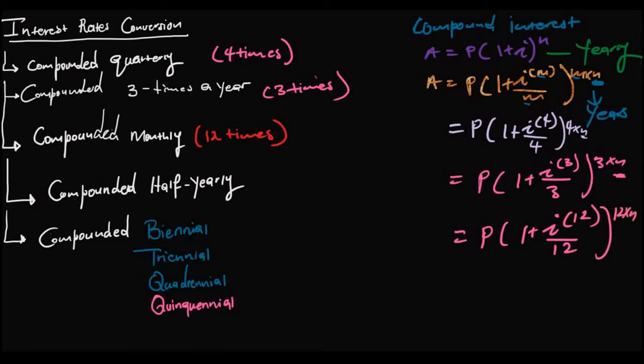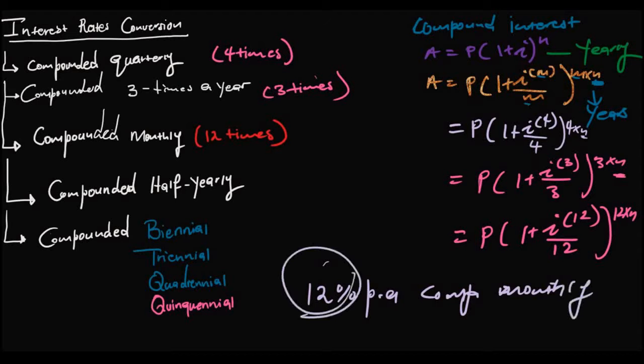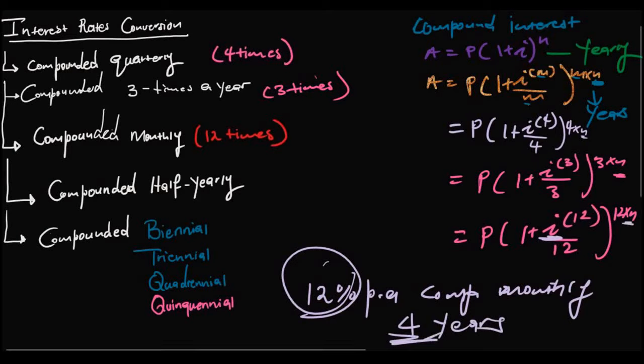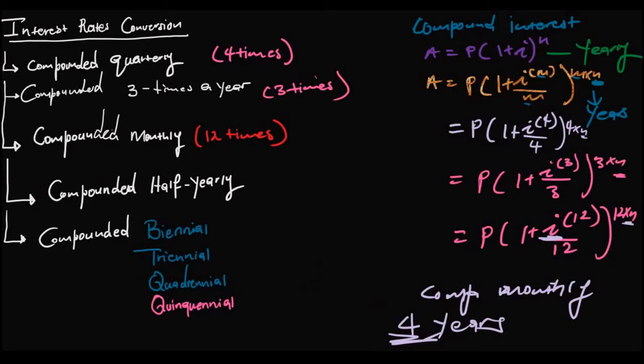And I can't stress that enough: if you are given that it is 12% per annum compounded monthly, then this 12% is your i_12, so you're going to substitute it at 12. If they say for 4 years, you're going to substitute this for n. If you want to find the accumulated value or the principal, it really doesn't matter.